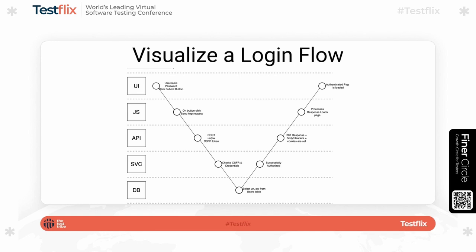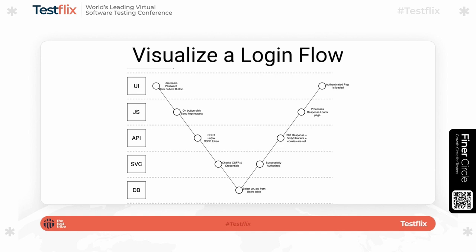This is a breakdown of each different layer of a test. You can think of it that way. And in this example, this is a login flow. So we start in the UI. You might have a username and a password and a submit button. When you click that, JavaScript takes over. It says on the button click, go do some things. And assuming that you've got all your information filled in right and the JavaScript's passed all its validations, it's more than likely going to make an API request.